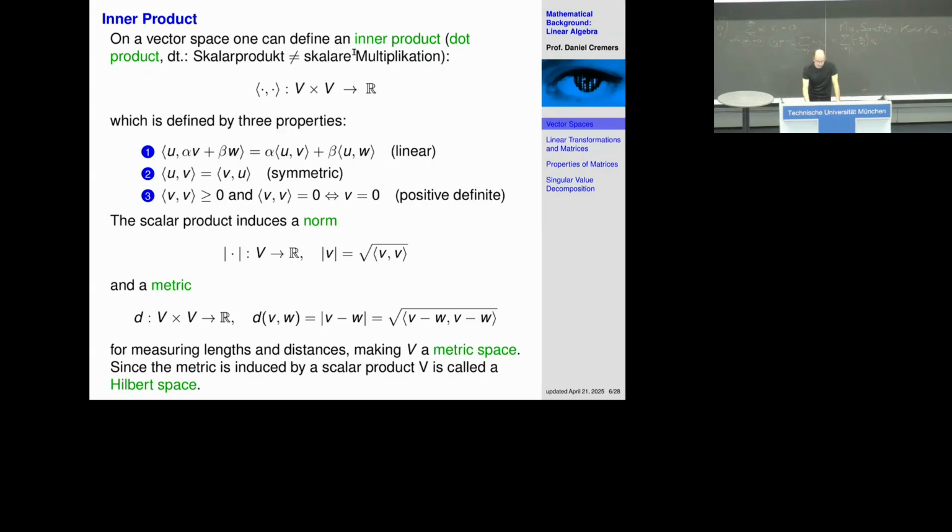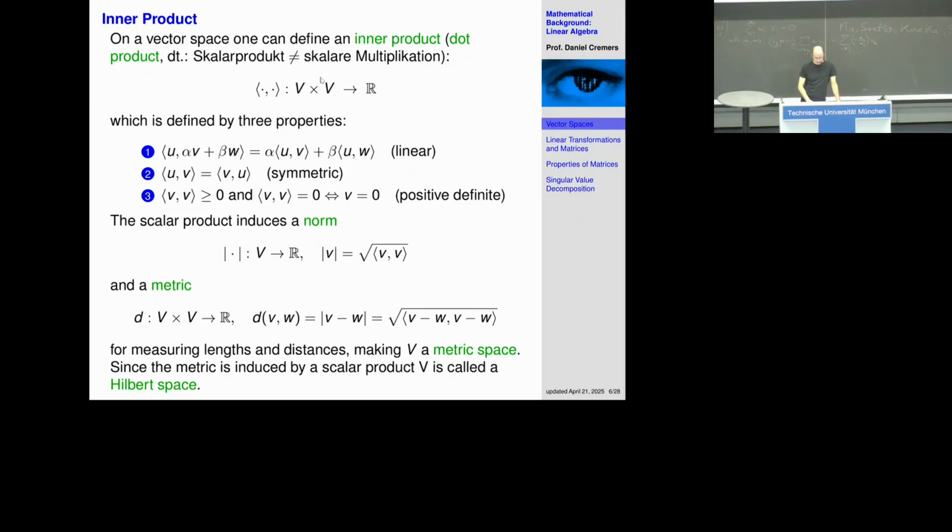So there are different terms. For those of you who are German, I also write down the German terminology, Skalarprodukt. Unfortunately, I don't like the terminology. This is called Skalarprodukt once you multiply two vectors, but it's not to be confused with the scalar multiplication of a vector with a scalar, right? So sometimes the terms are very similar, but it's important to keep track of what you're talking about.